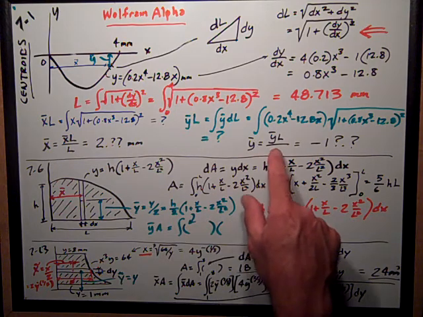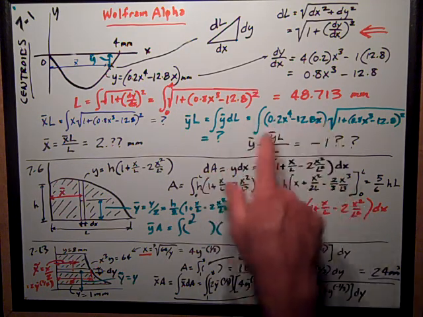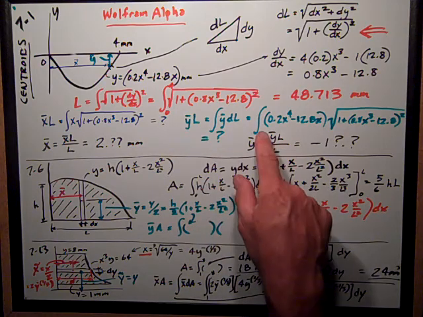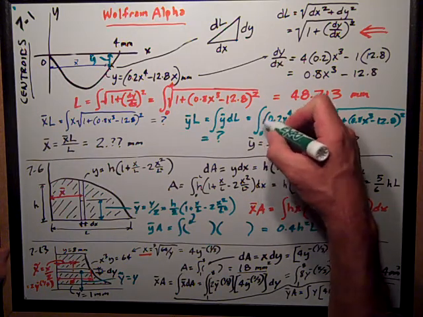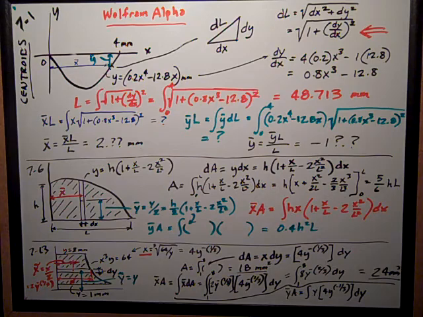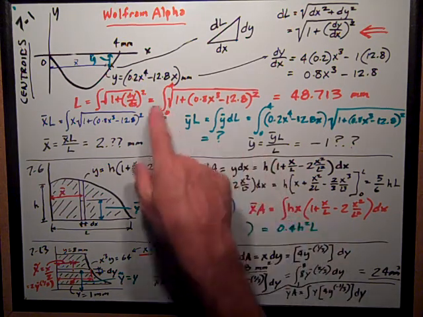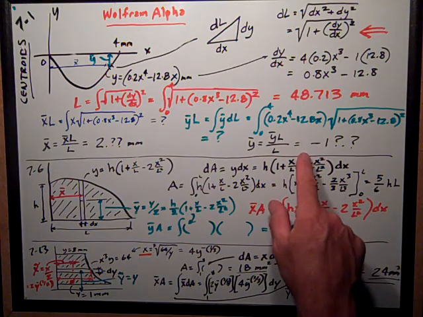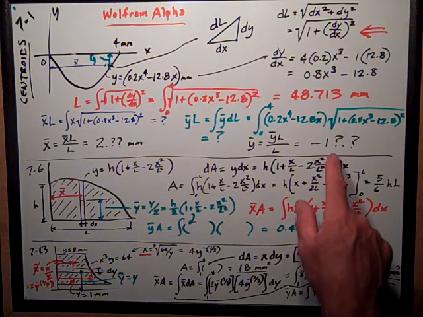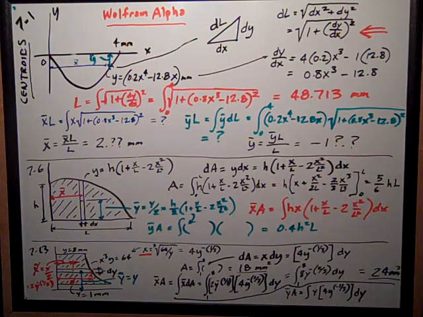Y bar, similarly, is equal to y bar L from this formula that you get from Wolfram Alpha, integrating from 0 to 4. Should have put that in there. We're integrating from 0 to 4. So we divide that by this length that we got for L, 48.713, and you get a number that's like negative 1 something point something. You can do the math. Once you get past those integrals and get them set up, it's pretty easy. It's easy for me to say.